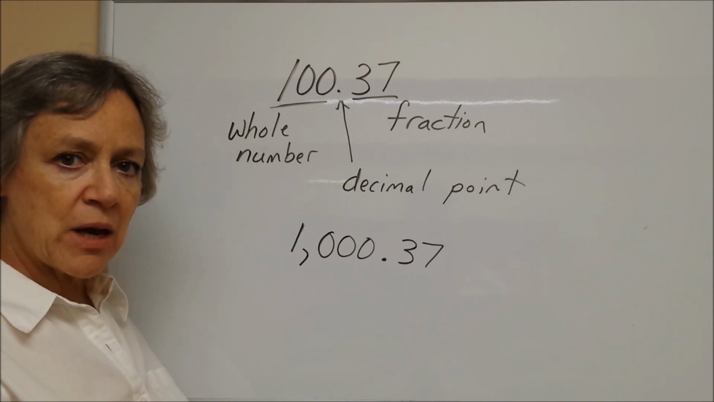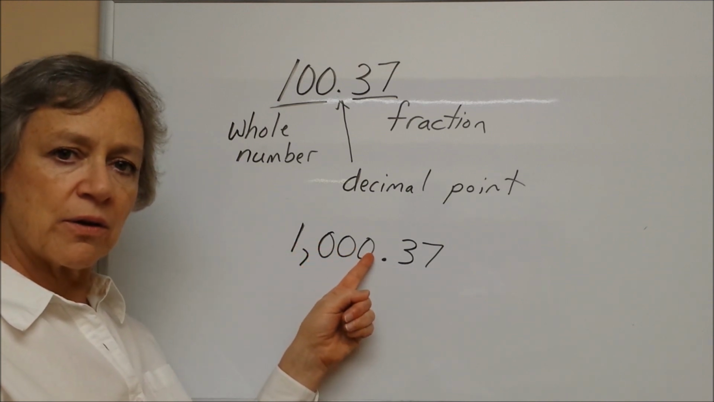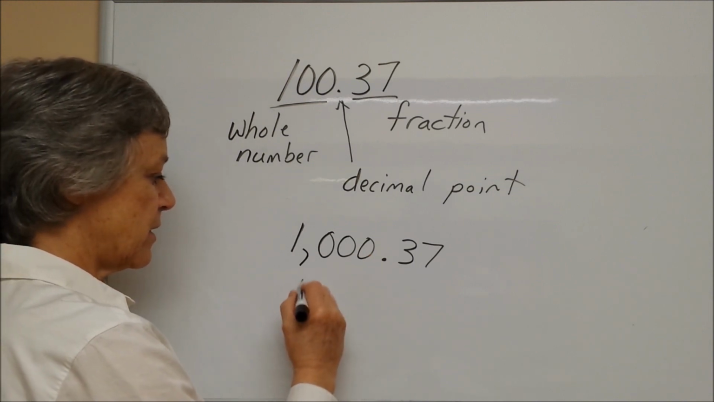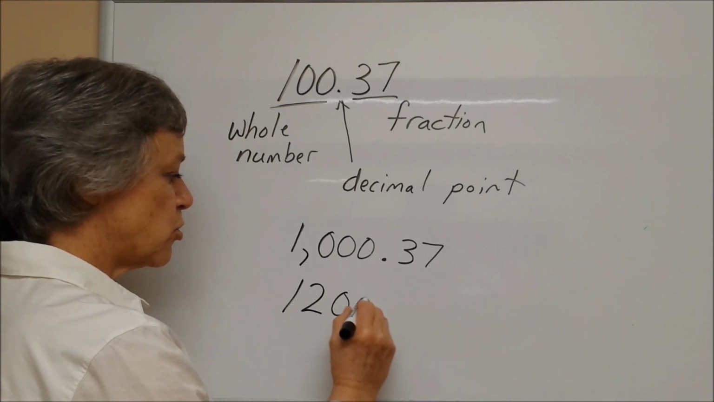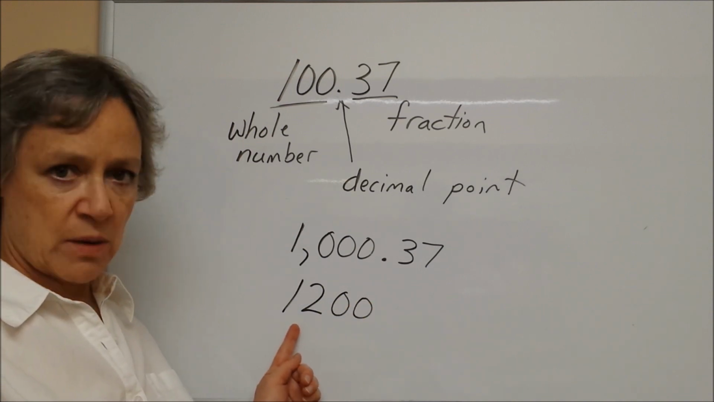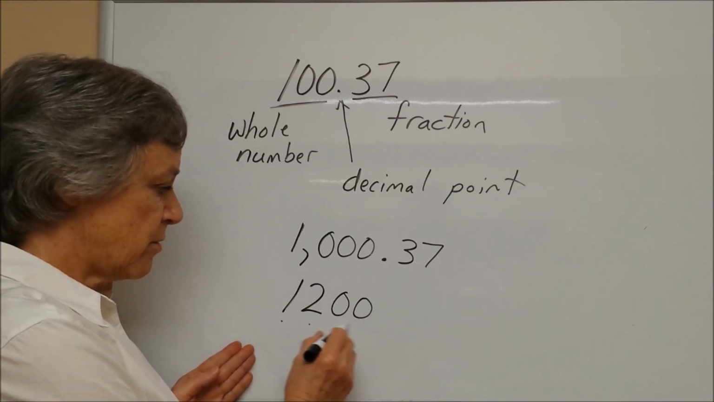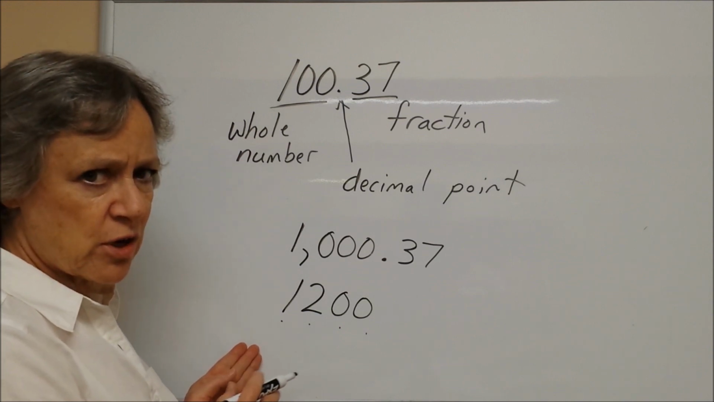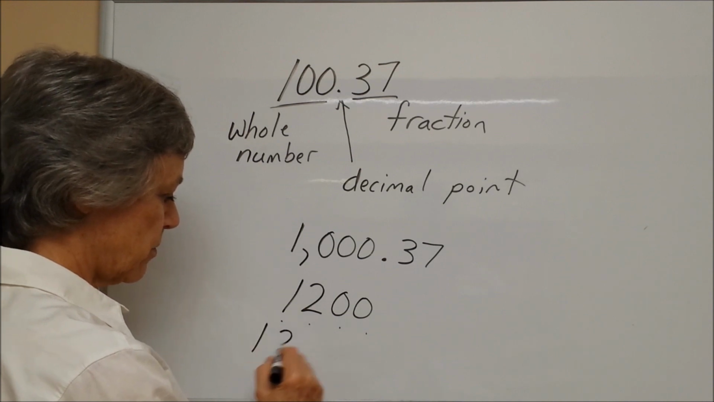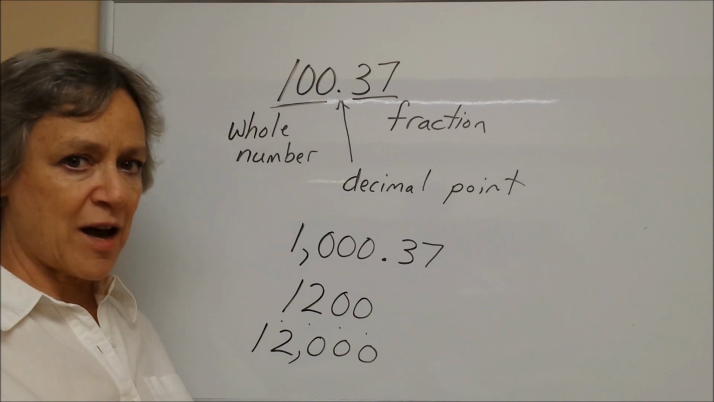Sometimes you will see numbers that are only 4 digits written without the comma. Occasionally you might see something like this. Maybe I have the number 1200 and you'll see that number written without a comma. But most of the time we do have a comma. Numbers that have more than 4 digits should always have the comma. So if I had a number such as 12,000, then I should always put my comma.